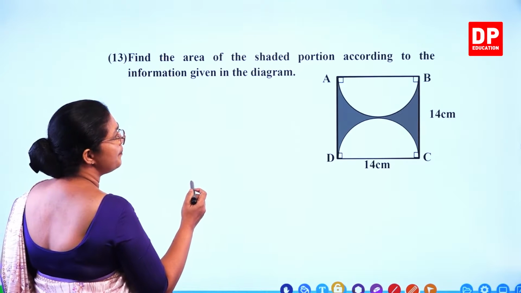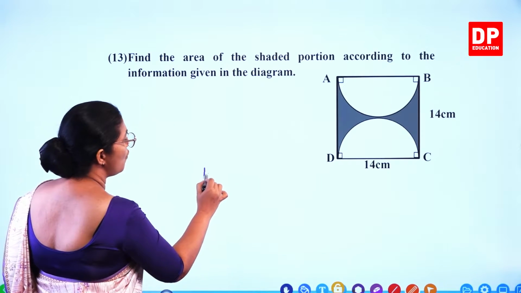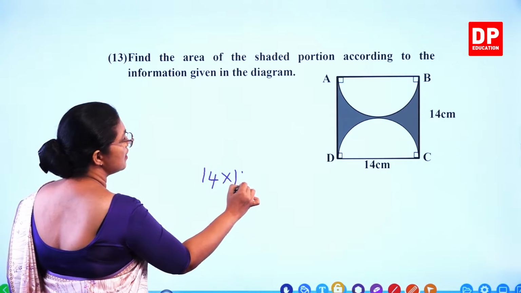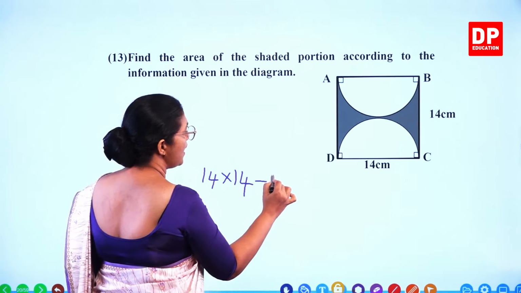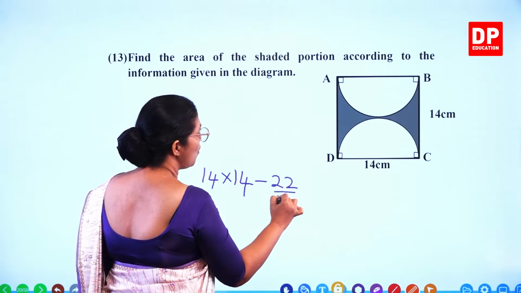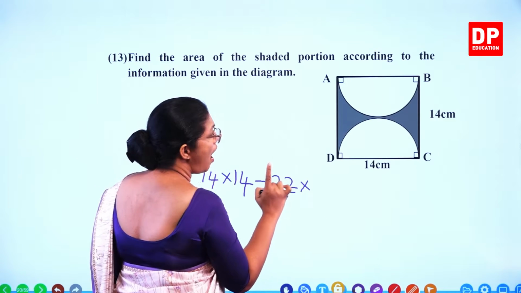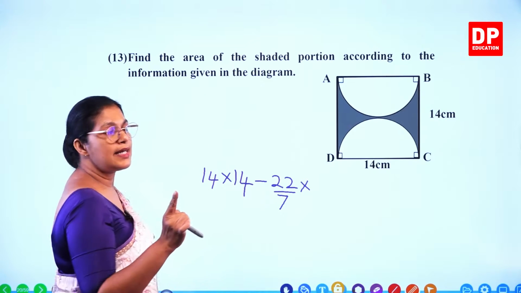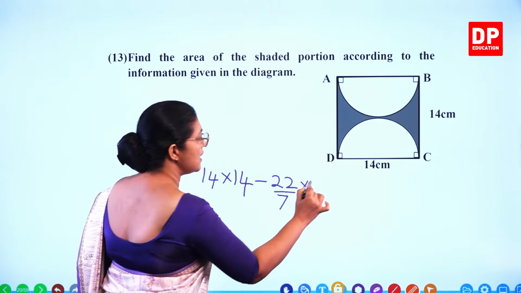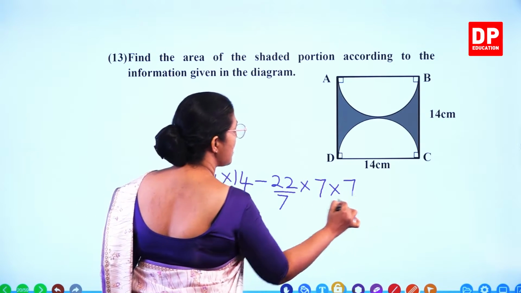So what is the area of the square? 14 times 14, minus area of the circle, pi, you can take 22 over 7, r squared. Now the diameter is 14. What's the radius? That's half of 14. That's 7. So 7 times 7.